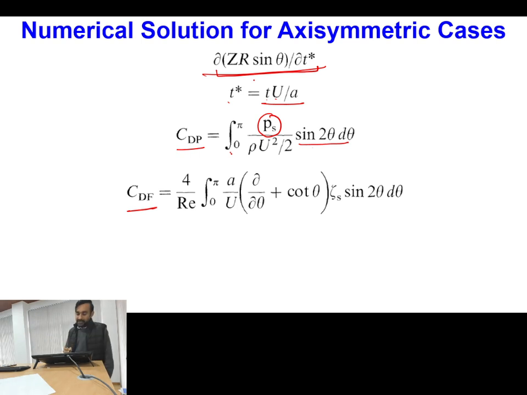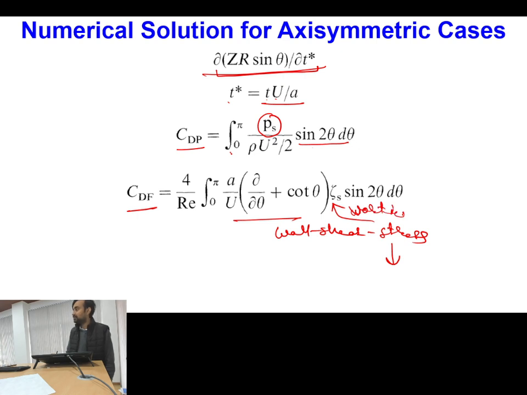Okay. And if you know the velocity field, and if you supply over here the wall shear stress, and the wall shear stress can be easily written in terms of the vorticity field. So if you write it in terms of the vorticity field, this is the equation for the skin friction drag. Is this one clear? Are all clear with this point?